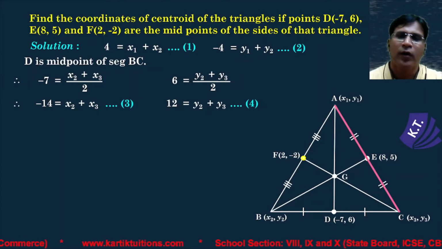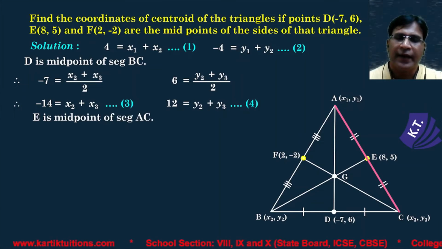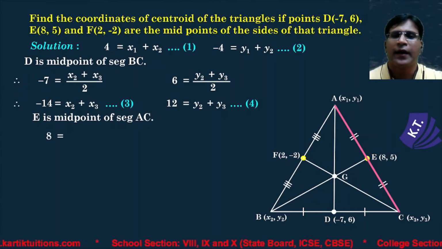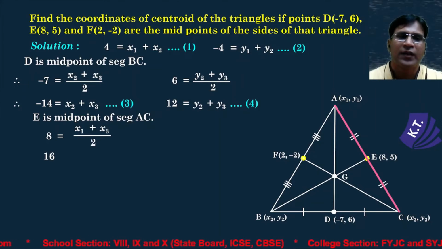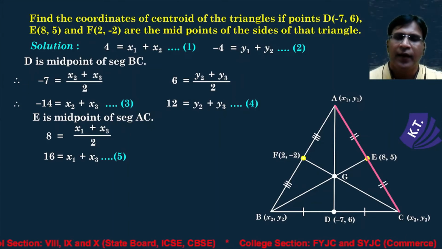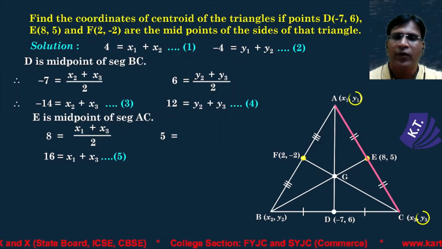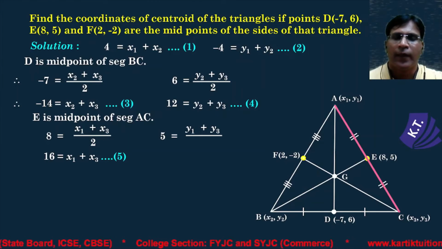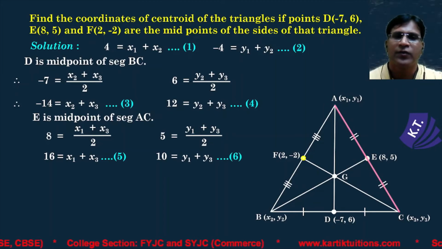Now let's go for point E. E is the midpoint of AC. So I can again apply the midpoint formula. I'll get 8 is equals to (x1 plus x3) upon 2. That will give us 16 is equals to x1 plus x3. That is my equation number 5. And when we take the y coordinate, that is 5 is equals to (y1 plus y3) upon 2. Now I'll shift 2 on that side. It becomes 10 is equals to y1 plus y3. That is my equation number 6.